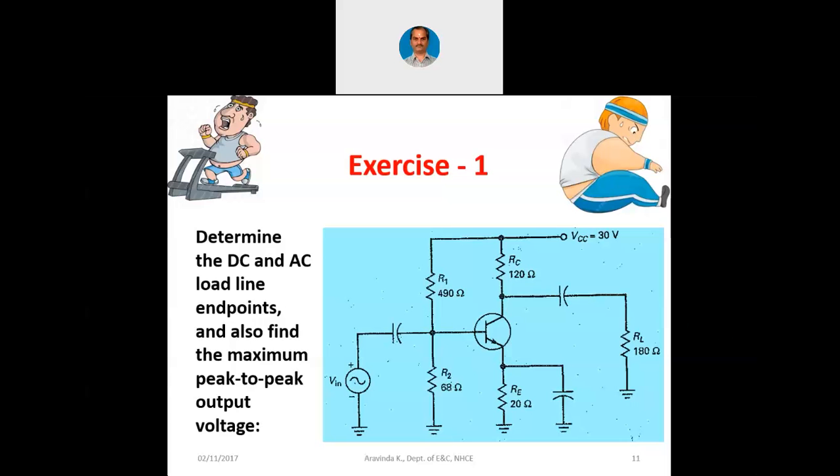It should not take this much time actually, because one point is obviously 30 volts in the x-axis. VCC is 30 volts. Other one is 30 divided by 120 plus 20, 30 divided by 140. That is IC SAT. But nobody is giving the answer.